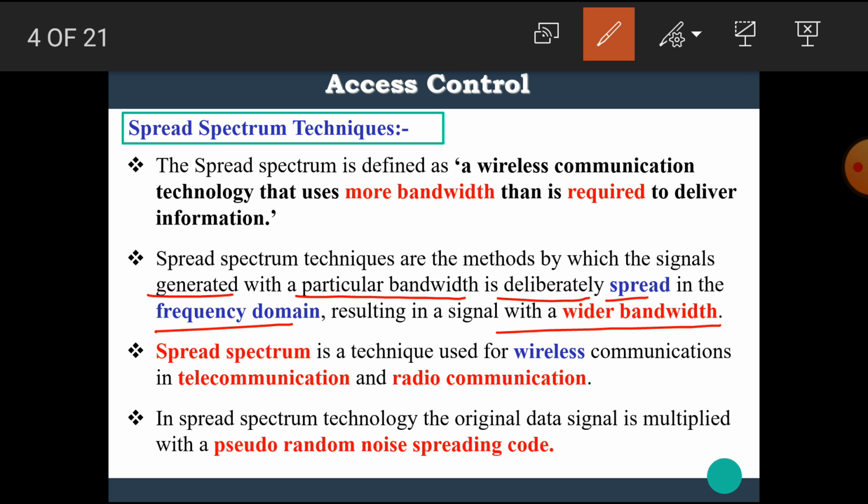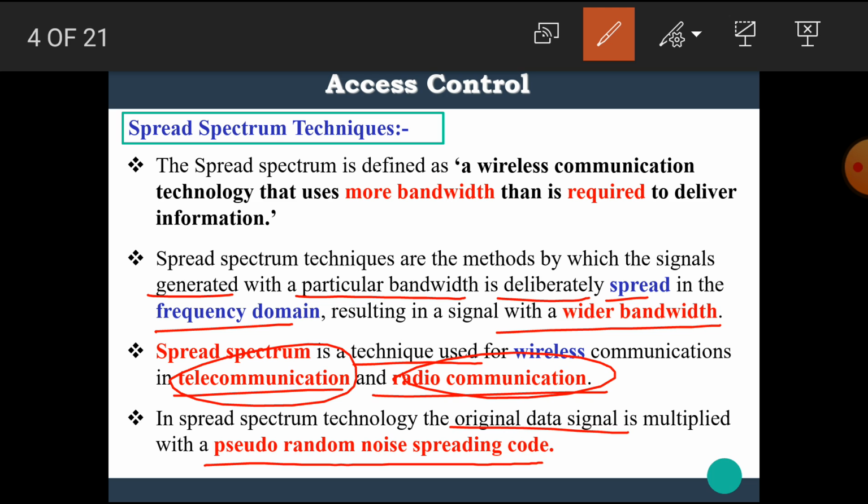The spread spectrum is a technique used for wireless communication, in telecommunication and radio communication. That means the spread spectrum technology is mainly used in telecommunication and radio communication applications. In spread spectrum technology, the original data signal is multiplied with a pseudo-random noise spreading code. We will see the pseudo-random noise spreading code in the next lecture.